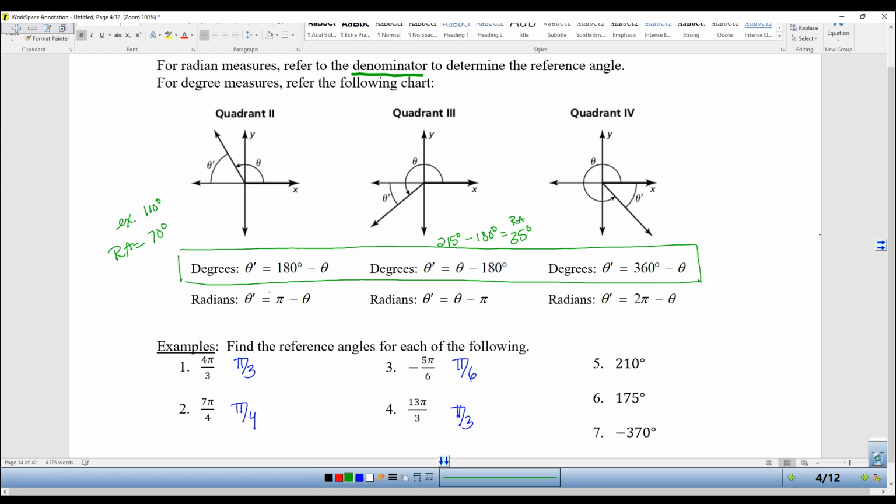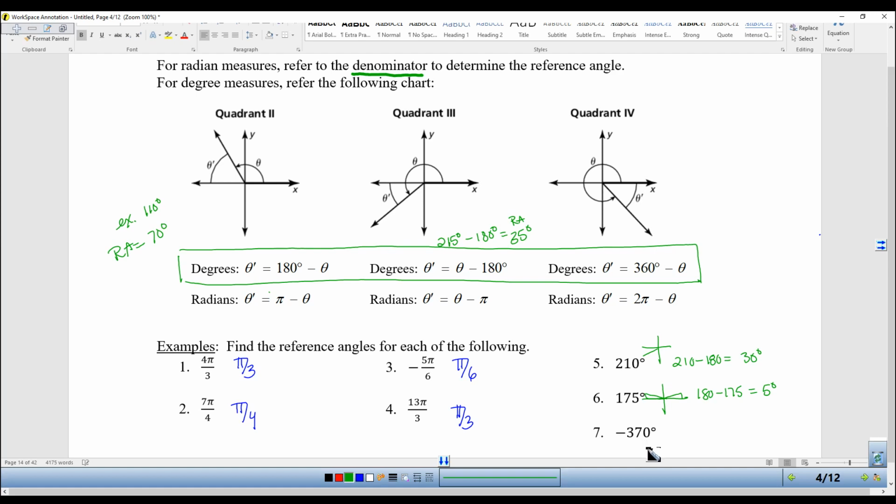All right, now we have to do the degrees. These are much harder. Okay, so 210. First you have to figure out what quadrant it's in, and then you have to go to the right formula. Since it's in quadrant 3, I'm going to do 210 minus 180, and I get 30 degrees. 175 is not quite 180, so it's in quadrant 2, so I'm going to use this formula. 180 minus 175, it's 5. And if you think about that, see how 175 was over here? Think about it as a triangle. 5 degrees would be over there. So it does make sense, but it's just hard to do.